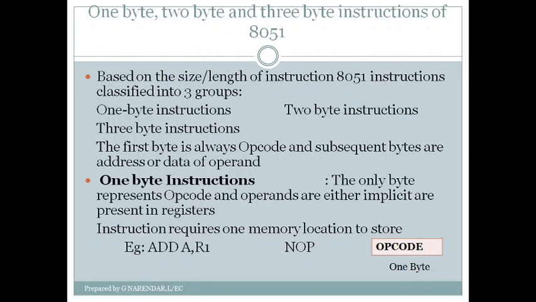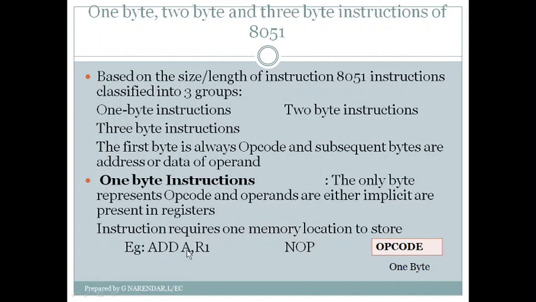To explain this, we have taken two examples here. A 1 byte instruction requires one memory location to store, since it is of only 1 byte size and each memory location can accommodate only 1 byte. The first example is ADD A comma R1, and here ADD is the opcode and it requires 1 byte, one memory location. You can see that the opcode part contains two registers.